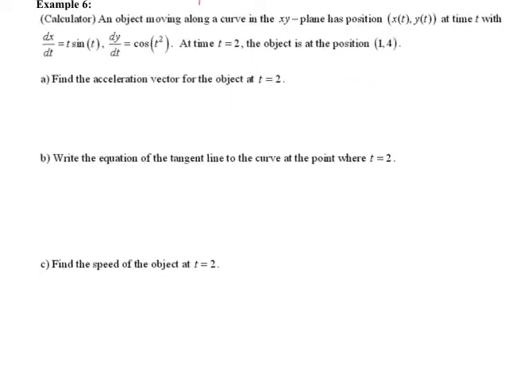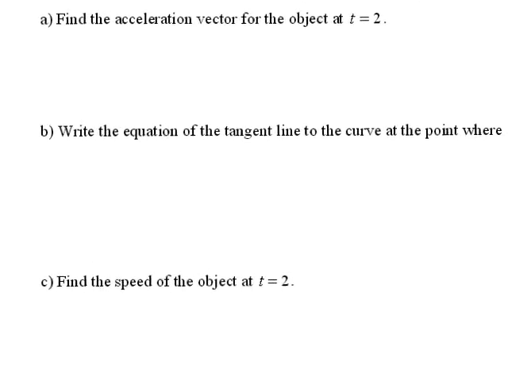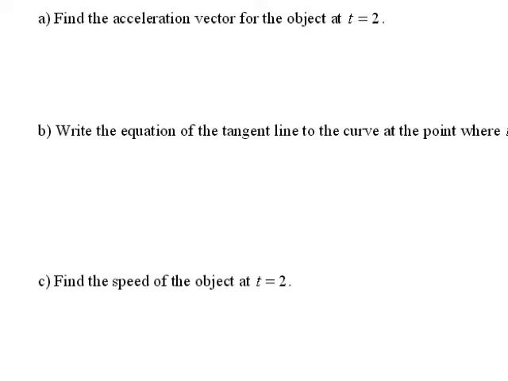So, example 6. Zoom in on this. An object is moving along a curve in the xy plane, and it has the position x of t, y of t, and at time t they give us dx/dt and dy/dt. And they also tell us where it starts at time 2, a position of (1, 4). Part A asks us to find the acceleration vector.